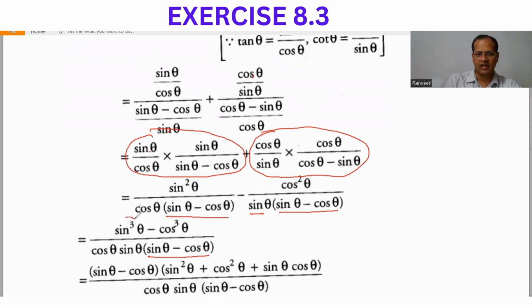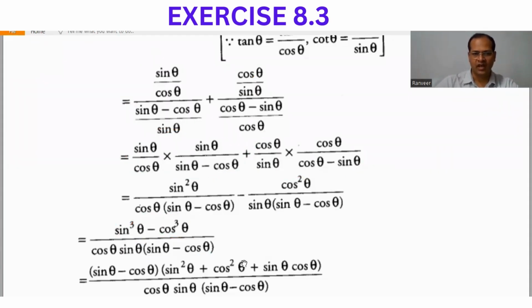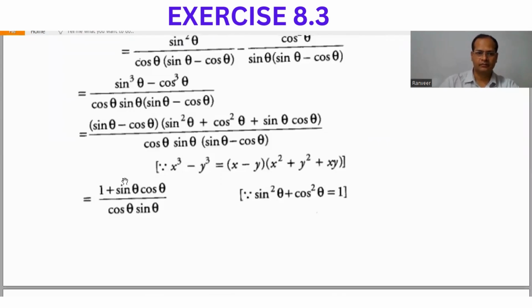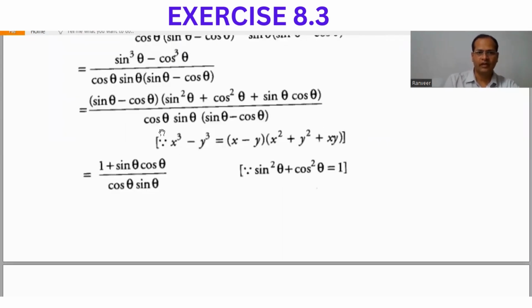Now here we will get sin cube theta and cos cube theta, and this is a cube minus b cube, (a minus b)(a square plus ab plus b square). So based on that, we took the value sin square theta plus cos square theta plus sin theta into cos theta. So sin square theta plus cos square theta is equal to 1. Now this will cancel, and this is 1. So 1 plus sin theta cos theta divided by sin theta into cos theta.